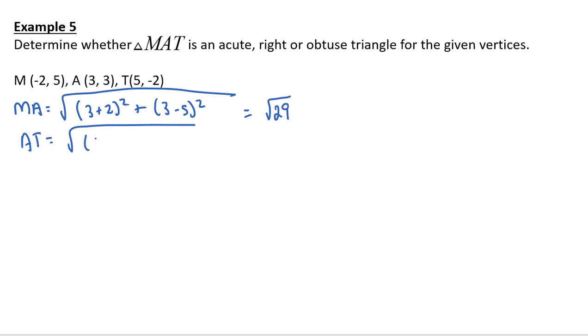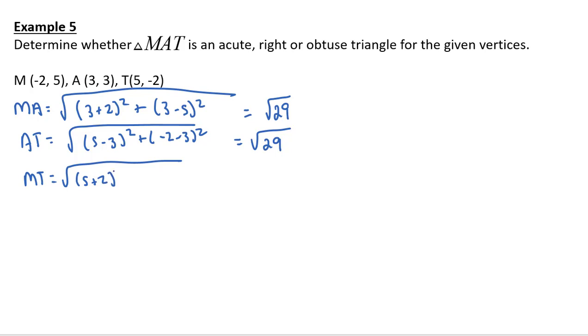AT, 5 minus 3 squared plus negative 2 minus 3 squared. That ends up being root 29. And then MT, again, the distance formula, 5 minus a negative 2 squared plus negative 2 minus 5 squared. That ends up being root 98.